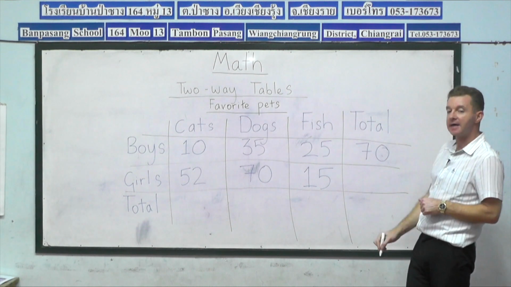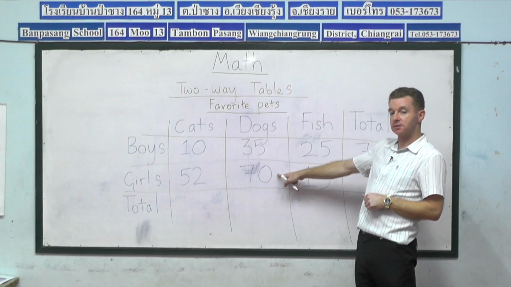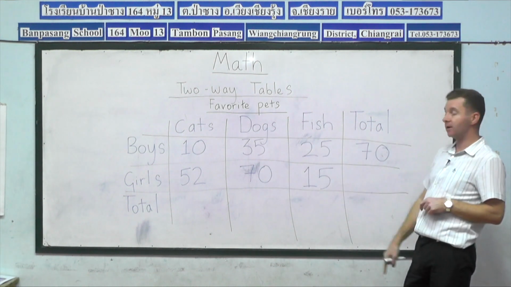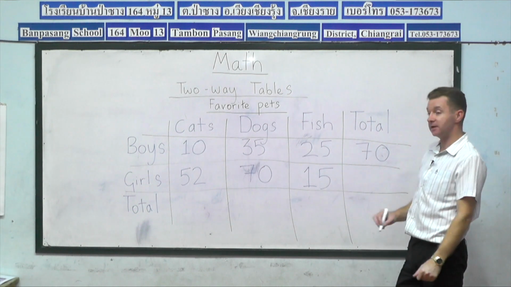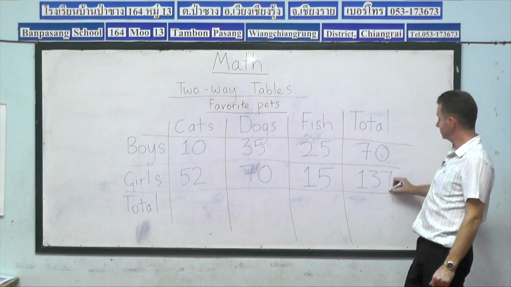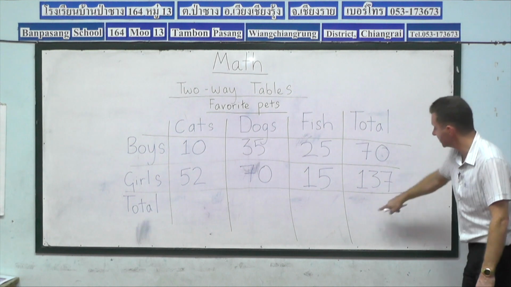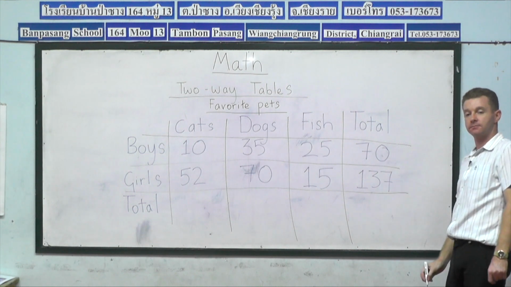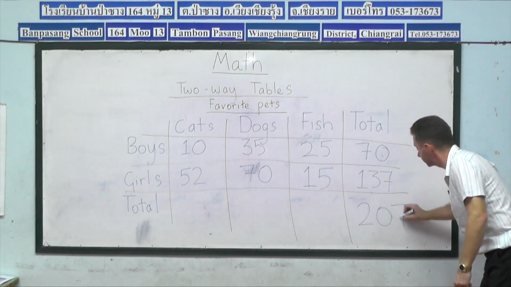How about girls who like cats? 52. How about girls who like dogs? 70. So far, that's 122. And then, how many girls like fish? 15. So 122 plus 15? 137. Excellent. Now, what we can do to find out the total number of boys and girls, 70 plus 137. How many boys and girls in total did we ask? 207. Excellent. So you see, that's one way to read our table.